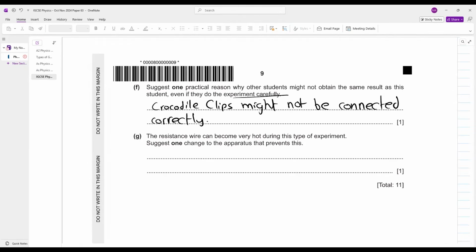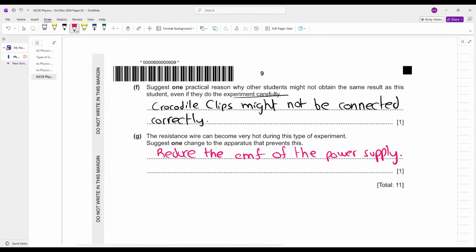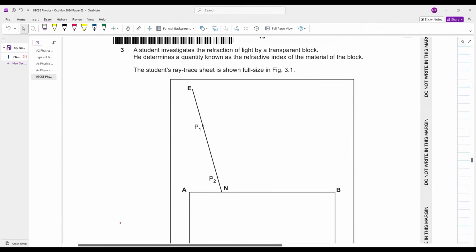The resistance wire can become very hot during this type of experiment. Suggest one change to the apparatus that prevents this. बेटा अगर आप चाह रहे हो कि आपका रेजिस्टेंस वायर ज़्यादा हॉट ना हो, what can you do? Reduce the EMF of the power supply. Let's further move ahead बच्चों, आगे बढ़ते हैं.